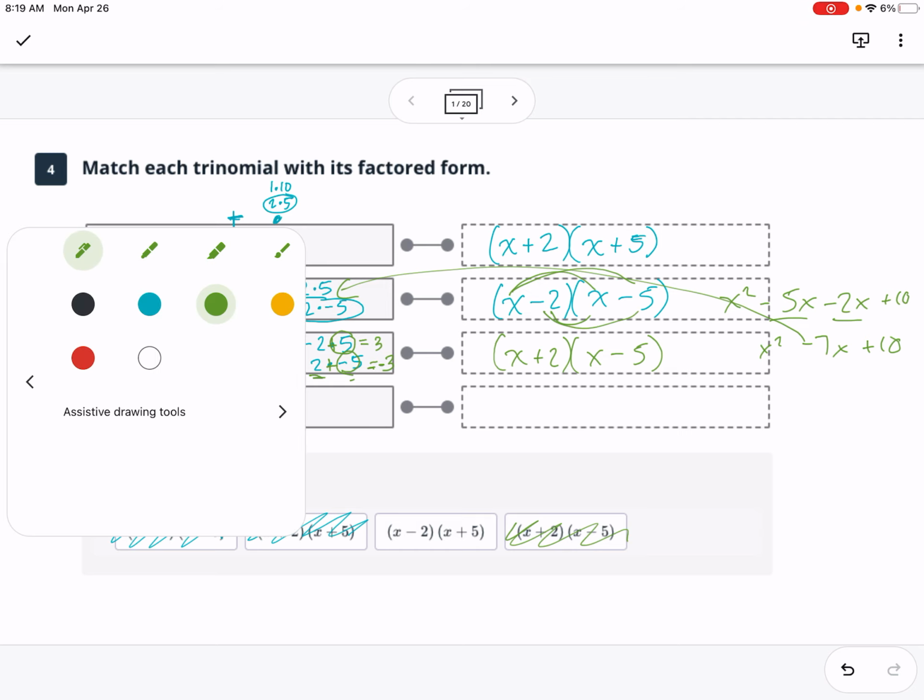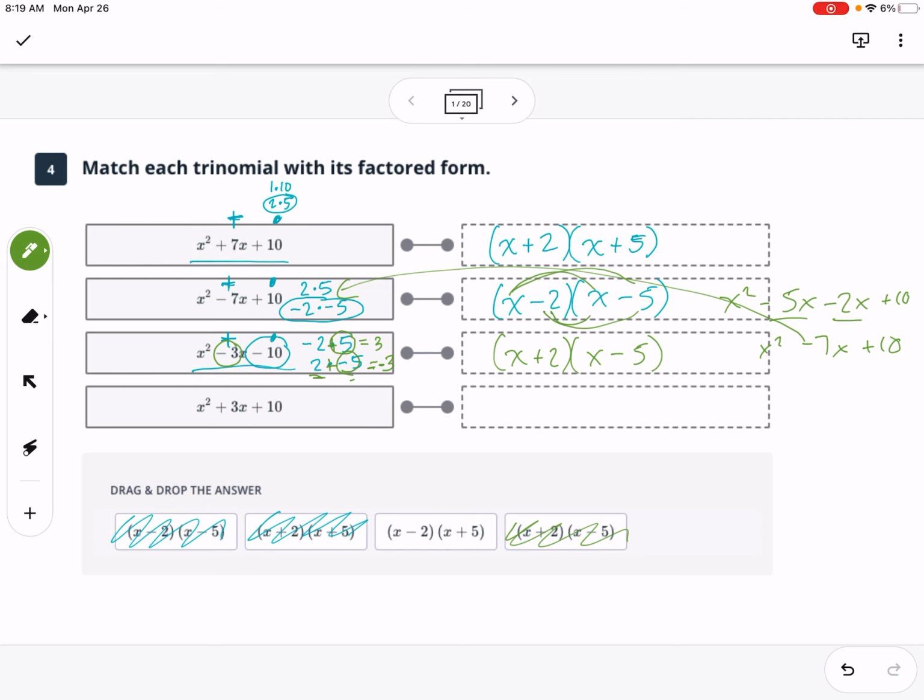And then lastly, I can sort of just use process of elimination here, but here I need two numbers that add to 3 and multiply, oh, this is a typo here, I'll fix it, multiply to negative 10. So that is negative 2 and positive 5, so I would write it like this. All right, and that's that last one.